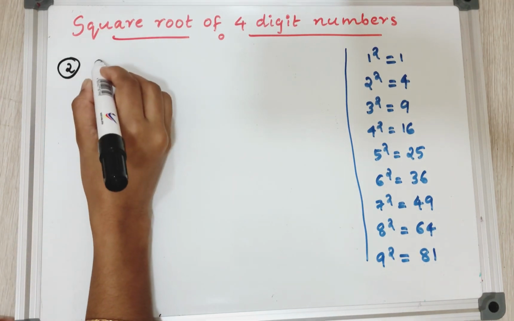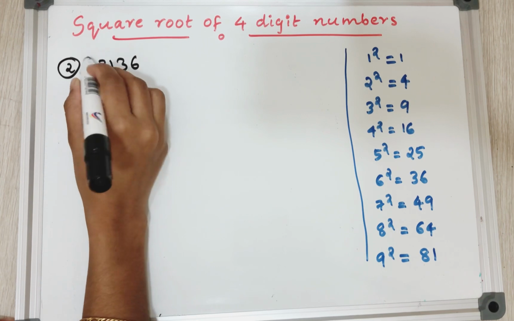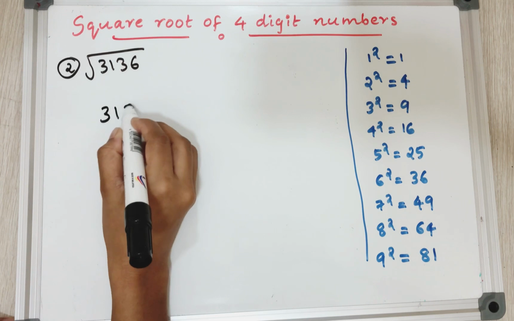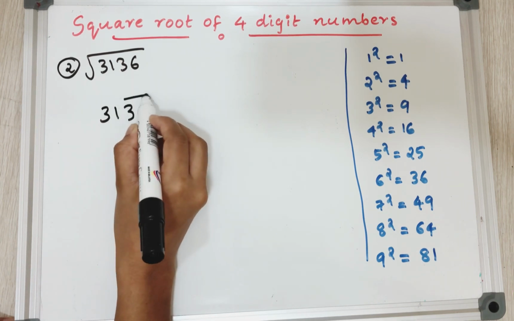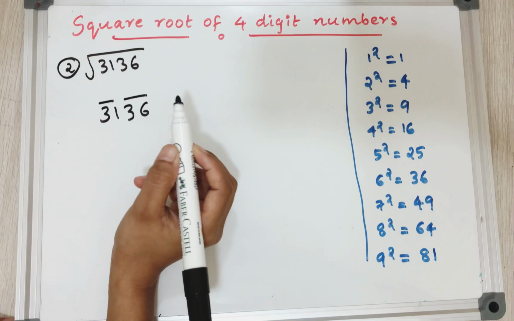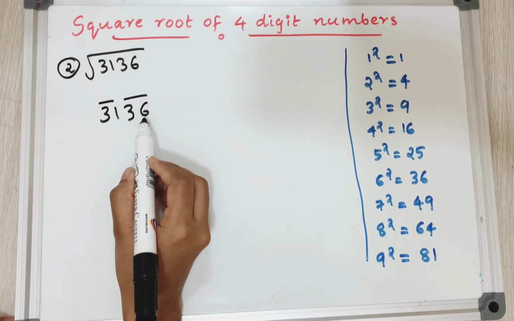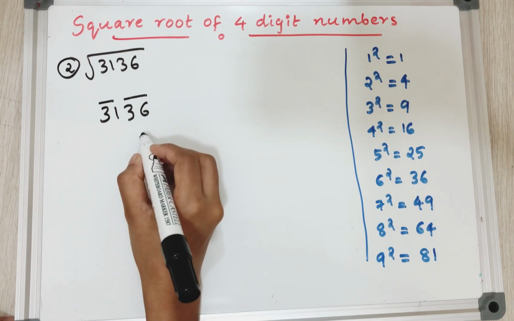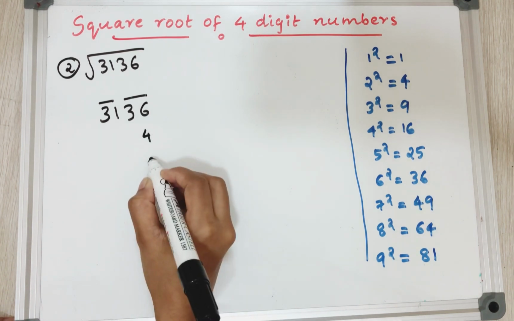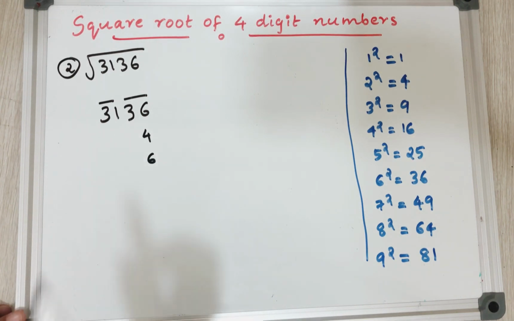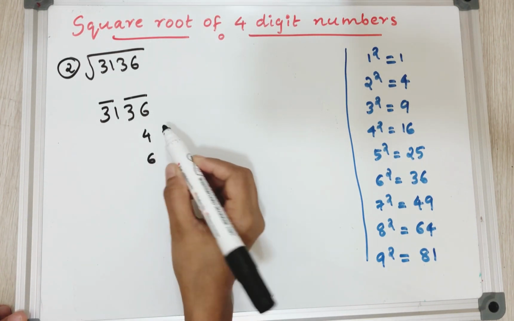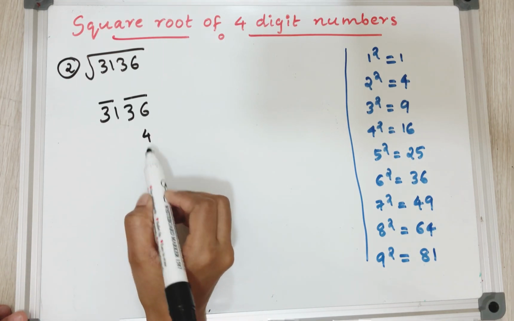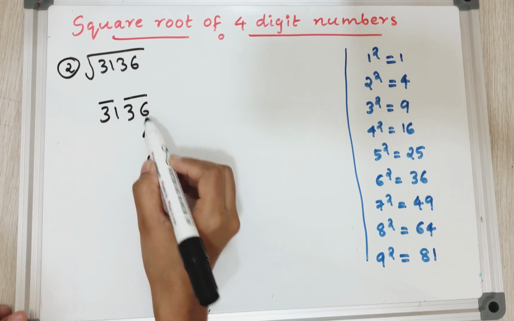Second example, 3136. We have to find the square root of 3136. For that, pair the last two digits and pair the first two digits. Now, here the perfect square ends with a 6. So its square root will end with either a 4 or 6. We know 4 square is equal to 16 and 6 square is equal to 36. That is, the perfect squares of 4 and 6 end with a 6.